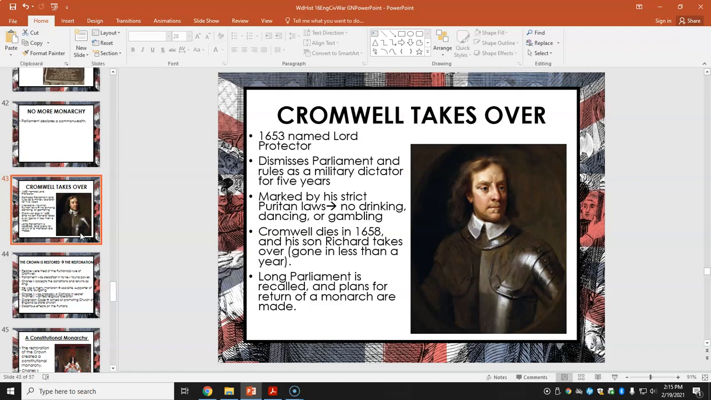During this time, it's marked by his strict Puritan laws. Because he was a Puritan, he didn't believe in drinking, dancing, or gambling. He dies in 1658. His son Richard takes over, but he's gone in less than a year. And the long session of Parliament is recalled, and plans for a return of a monarch are made.